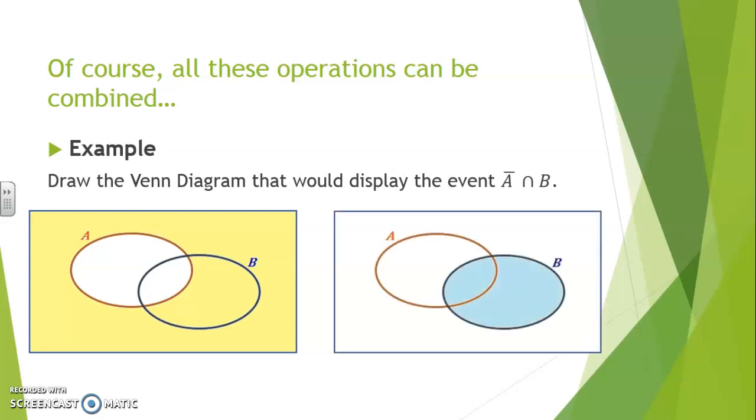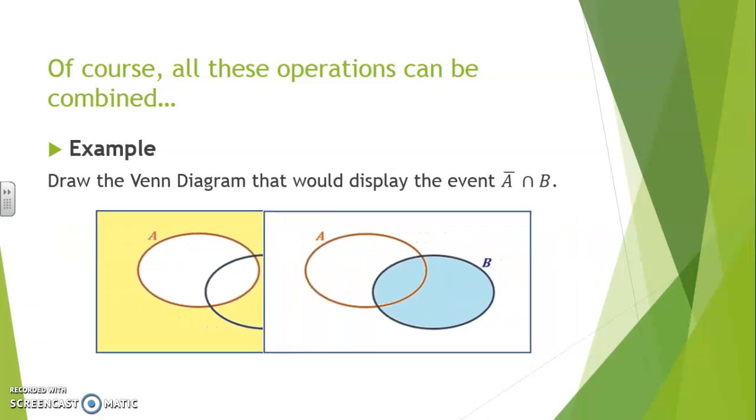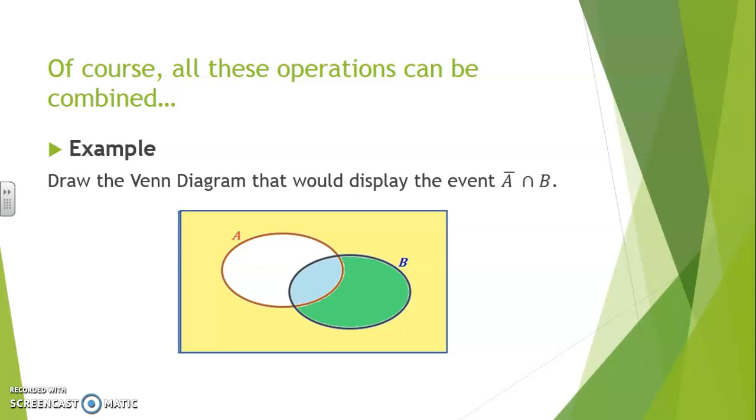Here is event B. Now, the question here is, what do we get when we intersect A bar with B? So when we intersect, we have to think of where the blue and the yellow mesh to create green, because we want all the sample points that matched with both. And we see that the outcome of this intersection is what we find in B, but not in A.